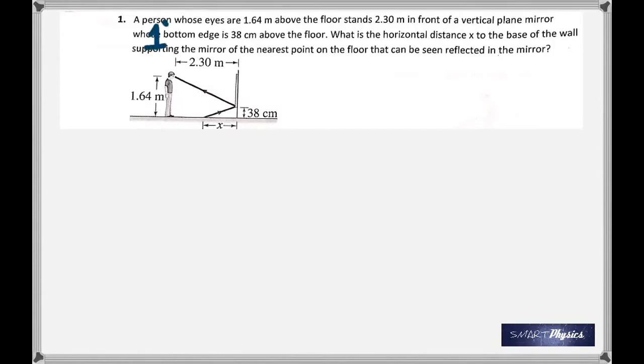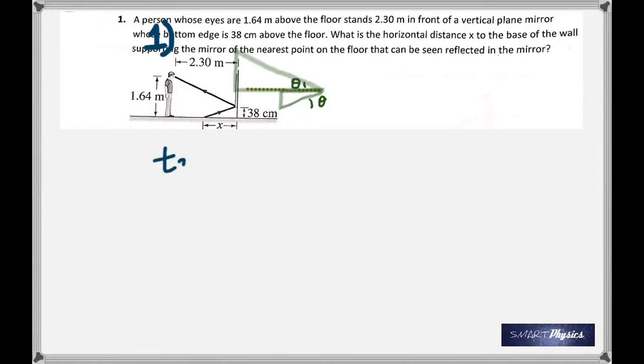Okay, here are the problems on reflection and refraction of light. This question: you can see from the diagram that the person whose eyes are 1.64 meters above the floor stands away from a vertical plane mirror whose bottom edge is 38 centimeters above the floor, and you have to find the distance x.